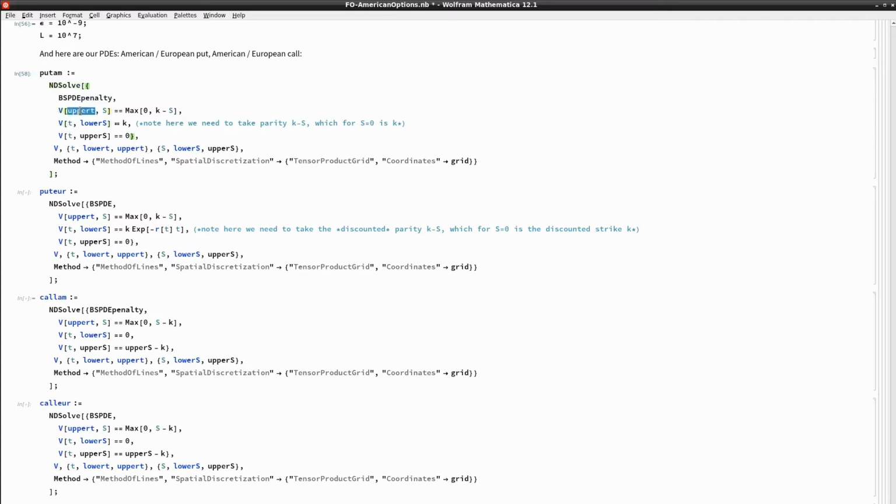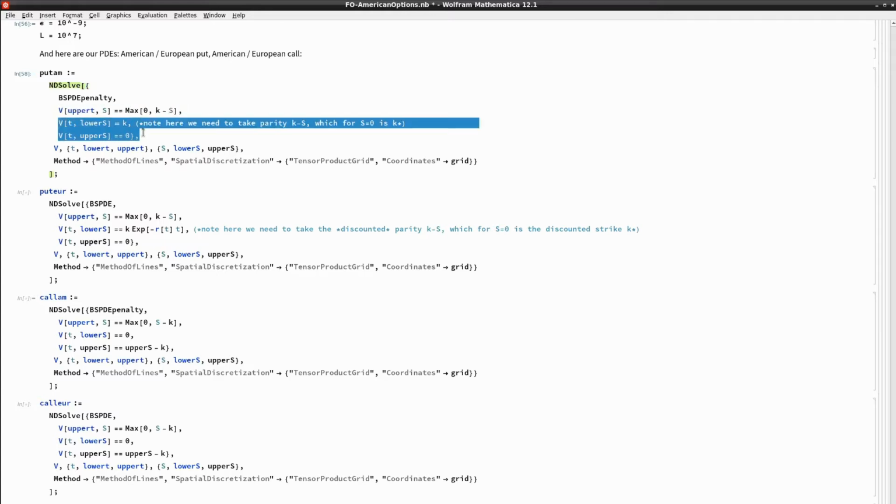At our upper point in T we have the maximum of 0 and k minus s, and keep in mind that we have a backwards problem, so this is really at time 0, and that's where we have parity, and parity was the maximum of 0 and k minus s for the put, and this is our put definition here, so it's max of 0 and k minus s. So now this is the temporal restriction.